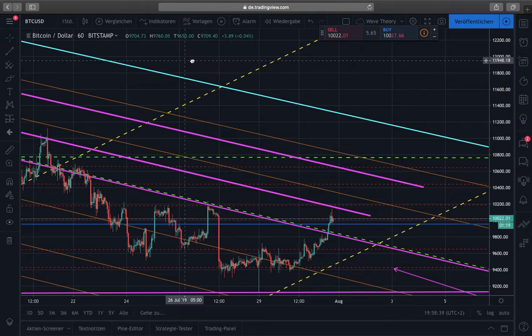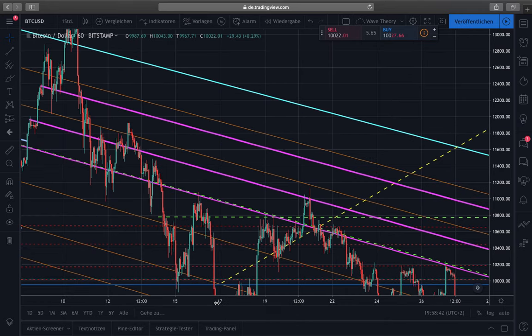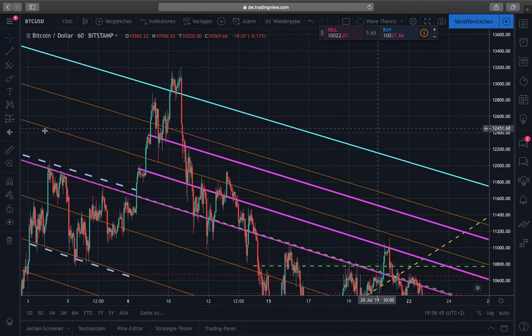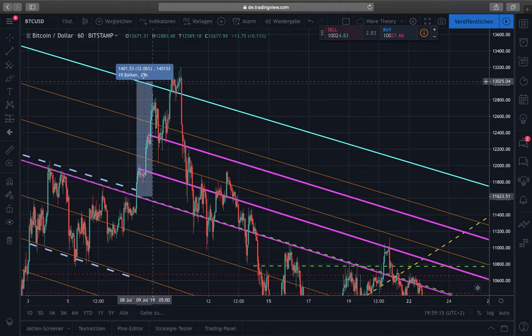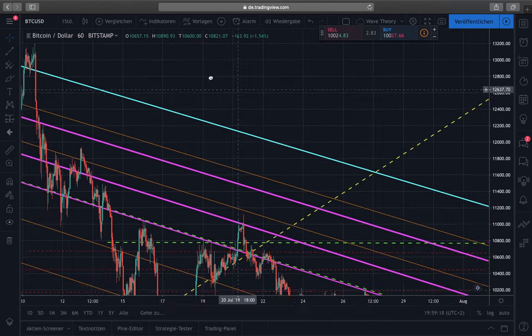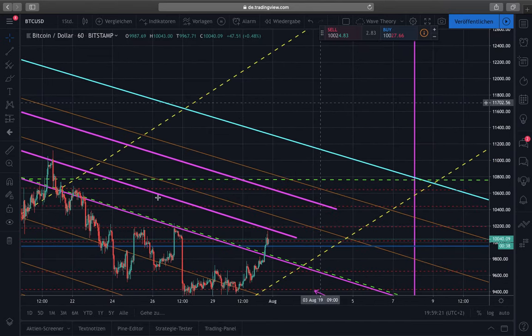So this is very important. And if you want to have a time window, when we take a look at that right here, this is where we are right now, breaking this huge resistance line. Then, for the first time, we tested our main trend line. So 19 hours, all right? And now we are at that point.